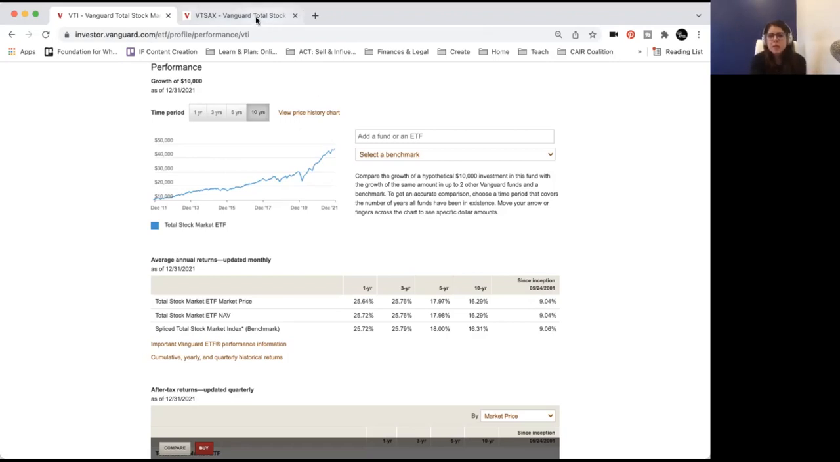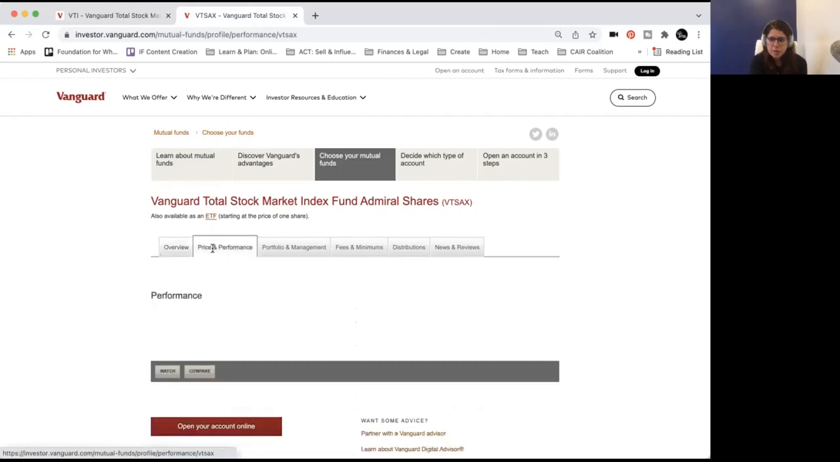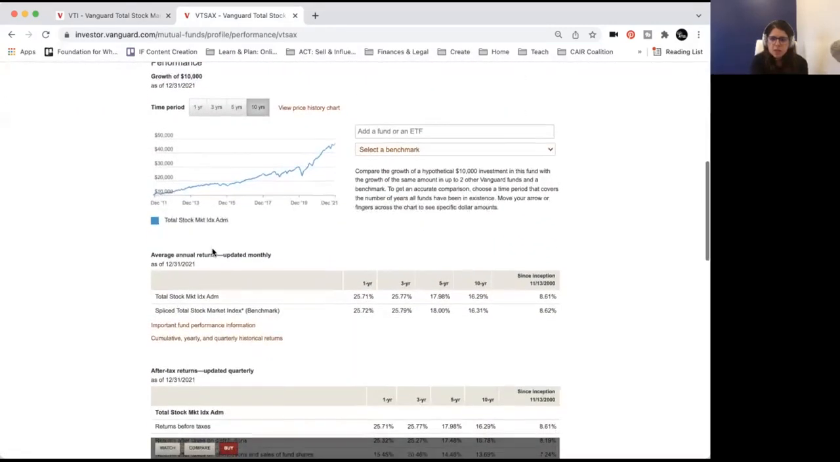Now I'm going to show you the same thing with the index fund version. I'll switch over so you can get an idea. So again, we just click the tab for price and performance. And we go down to here, how it's performed, average annual returns right here. So we can see this one's actually really, really similar to the ETF. So the 10 years also, it's been in the 16% range. So very similar performance to the VTI.